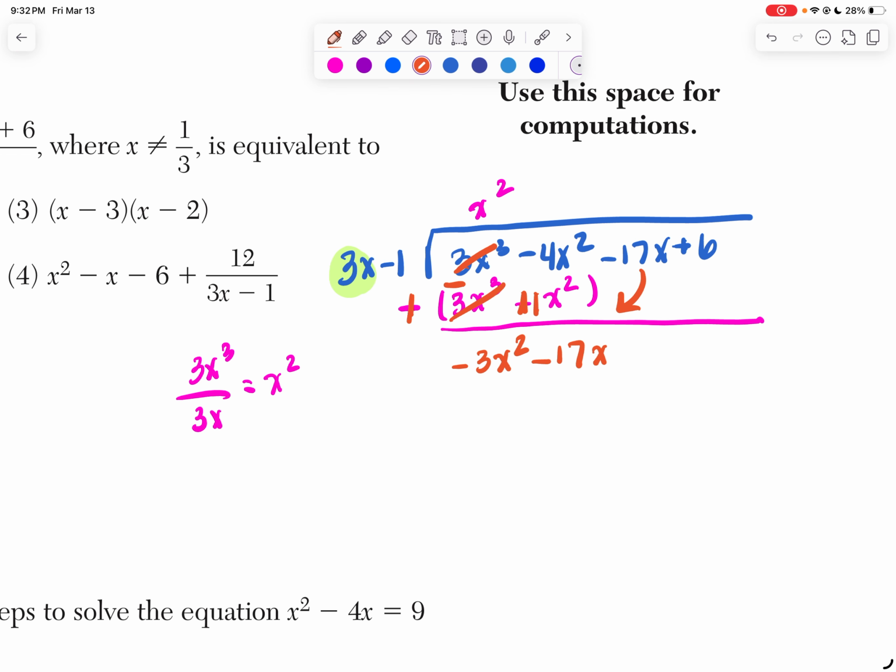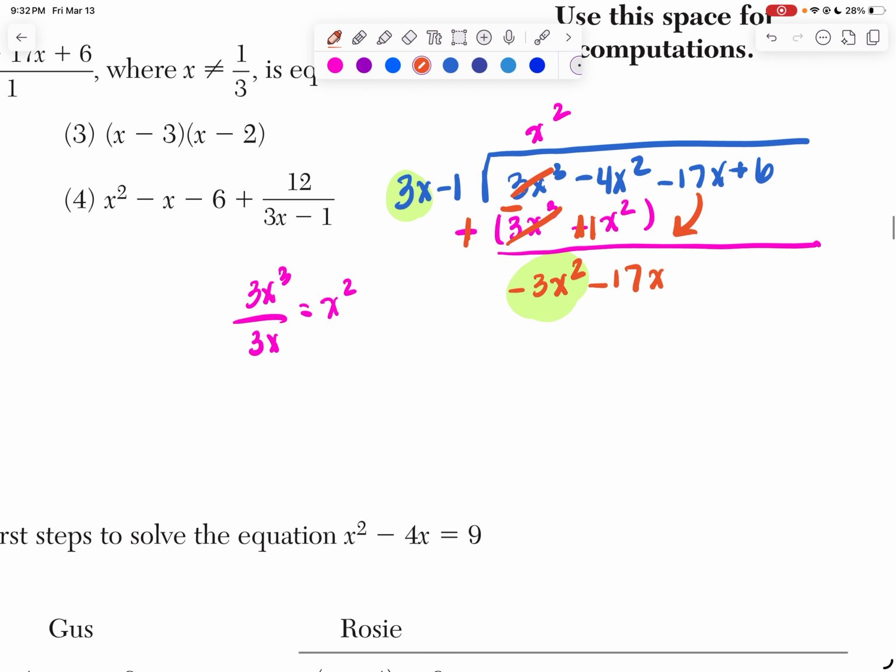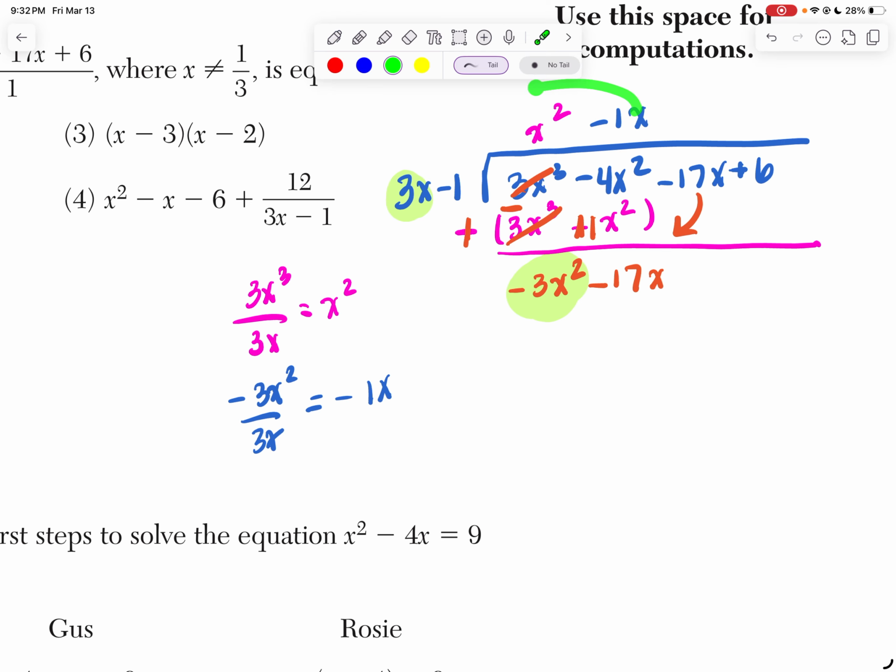Now I take my -3x squared and I divide by 3x. So I'm going to do -3x squared divided by 3x. And when I do that, that gives me -1x. Now I'm going to distribute that -1x to 3x minus 1. So I get -3x squared. Again, same exact thing. And then I get positive 1x.